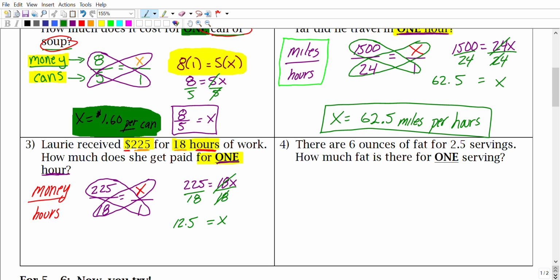Now, like I said before, guys, this right here would not be my final answer. I cannot leave that as an answer. Make sure you follow what you were asked in the problem. So my final answer would be x equals 12.5 what? 12.5 dollars per hour. Okay? This here is my final answer.